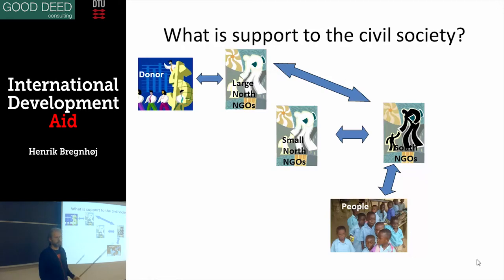Large NGOs have their own money for their own programs that they can plan for many countries for many purposes, while the small NGOs have to apply for every project that they do, project-wise. And the small NGOs are applying to something called CISU, Civil Society in Development, it's called. And this is what you're going to do this week, write an application for CISU.